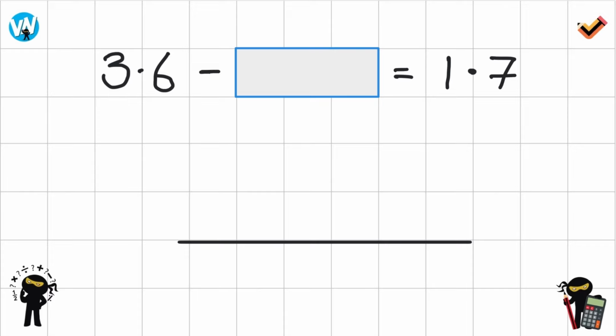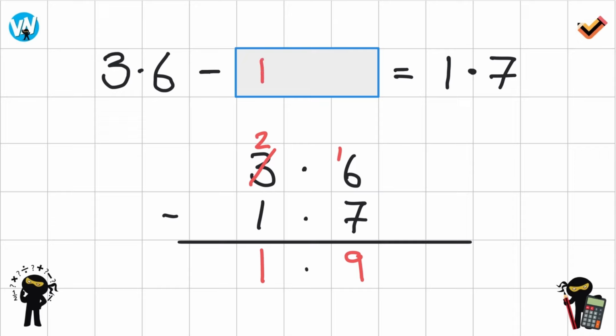And again, we would drop straight into decimal, decimal, decimal, decimal, 3.6 take away 1.7, and then we would go through the process. 6 take away 7, we can't do that, so we're exchanging. 16 take away 7 is 9. 2 take away 1 is 1, so the answer is 1.9, and that would give us the mark.